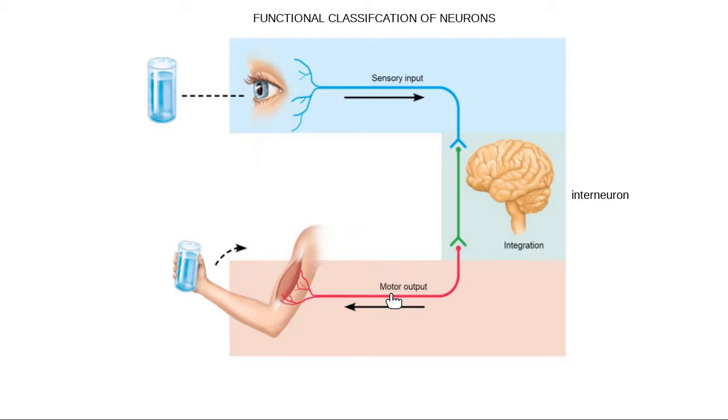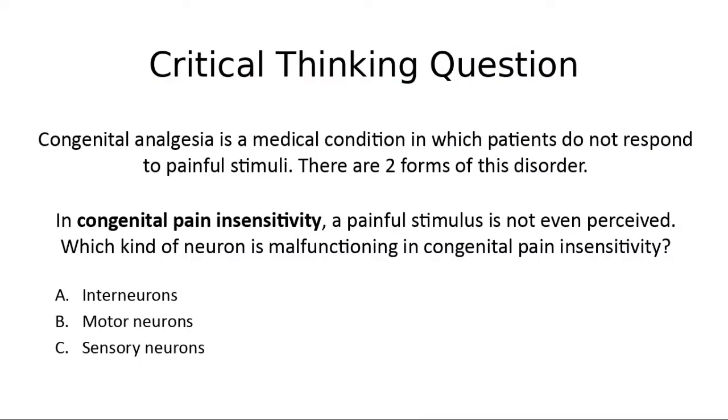In your body, you need all three of these types of neurons to work together for you to be able to function correctly. If they're not all working together, we can have a condition like congenital analgesia.